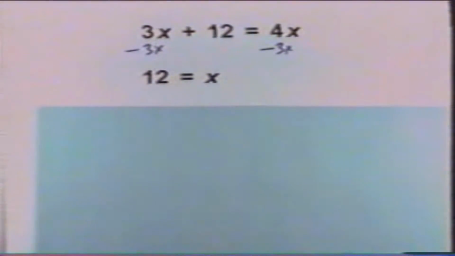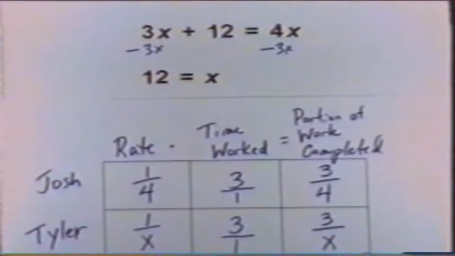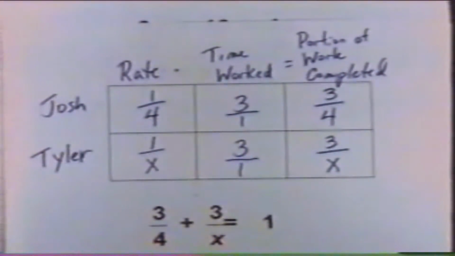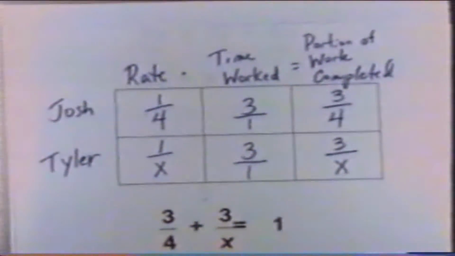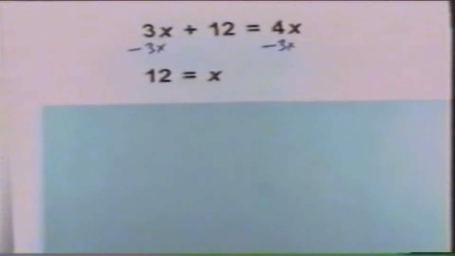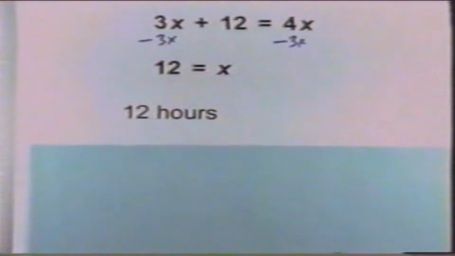Now, when we look back at our setup for the problem, we had this. Tyler's rate was 1/x. It was 1/x because we did not know how long it would take Tyler by himself. If we had known it would take Tyler, let's say 5 hours, then Tyler's rate would have been 1/5. So that means that if x is equal to 12, it takes Tyler 12 hours by himself.